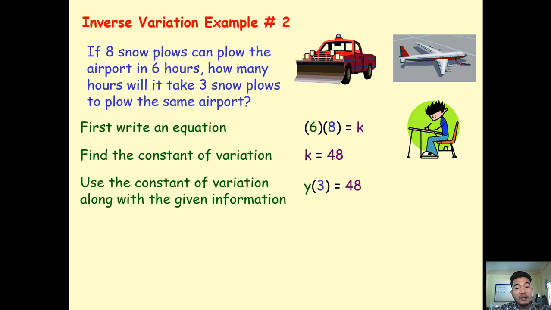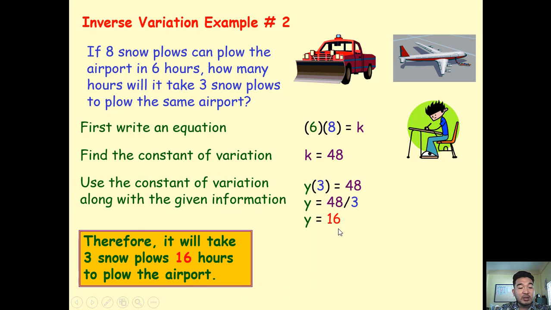So you will have y times 3 is equal to 48. Since y is the missing number of hours. Then solving for y, we divide the whole equation by 3. So y is equal to 48 divided by 3 and y is equal to 16 hours. That means it will take 3 snowplow, 16 hours to plow the airport. So, 16 na oras magtatrabaho itong tatlong snowplows para matanggal yung mga snows na yun sa same airport.